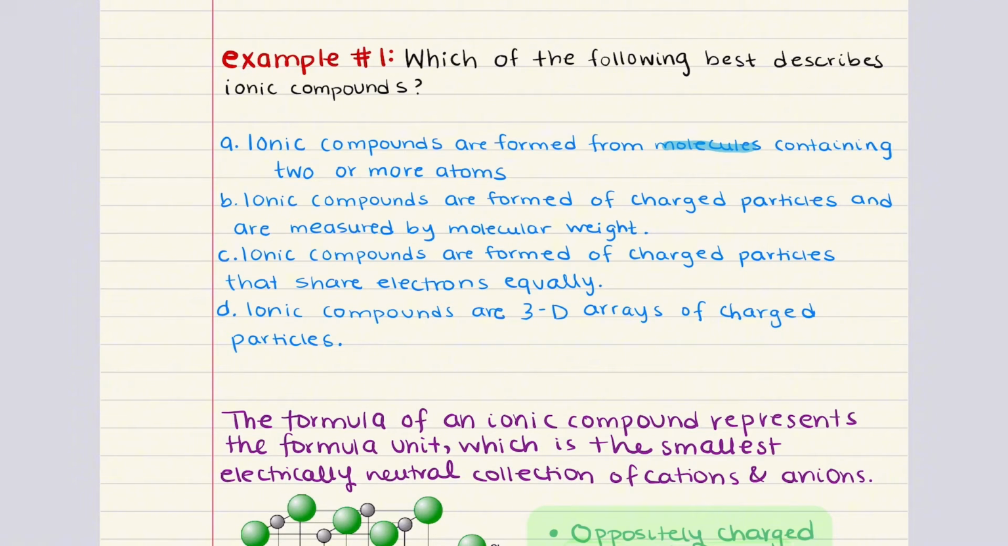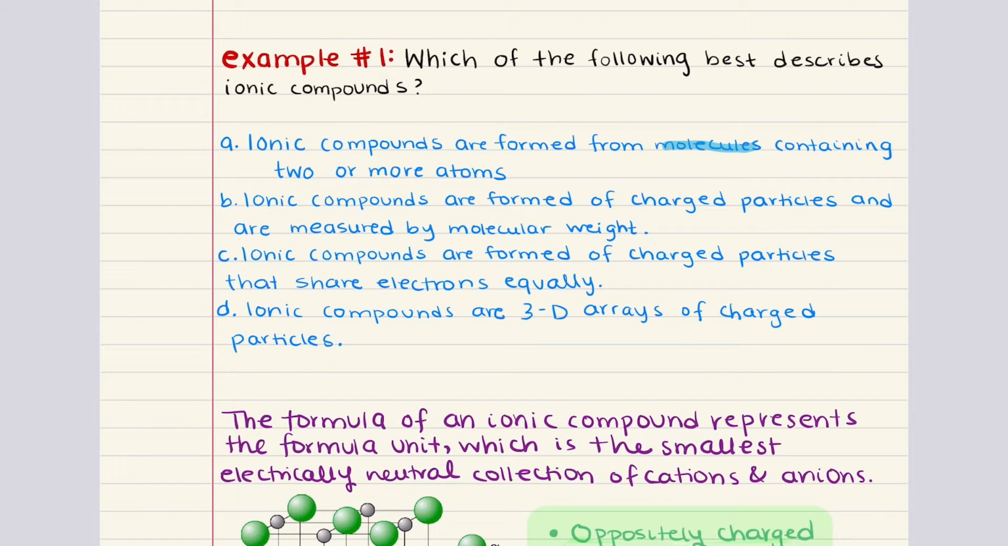Now, answer choice B says ionic compounds are formed of charged particles and are measured by molecular weight. Now, this is partially correct but misleading. While ionic compounds are indeed formed of charged particles or ions, they're not measured by molecular weight. Instead, they're measured by formula units, and their mass is given in terms of formula mass, not molecular weight.